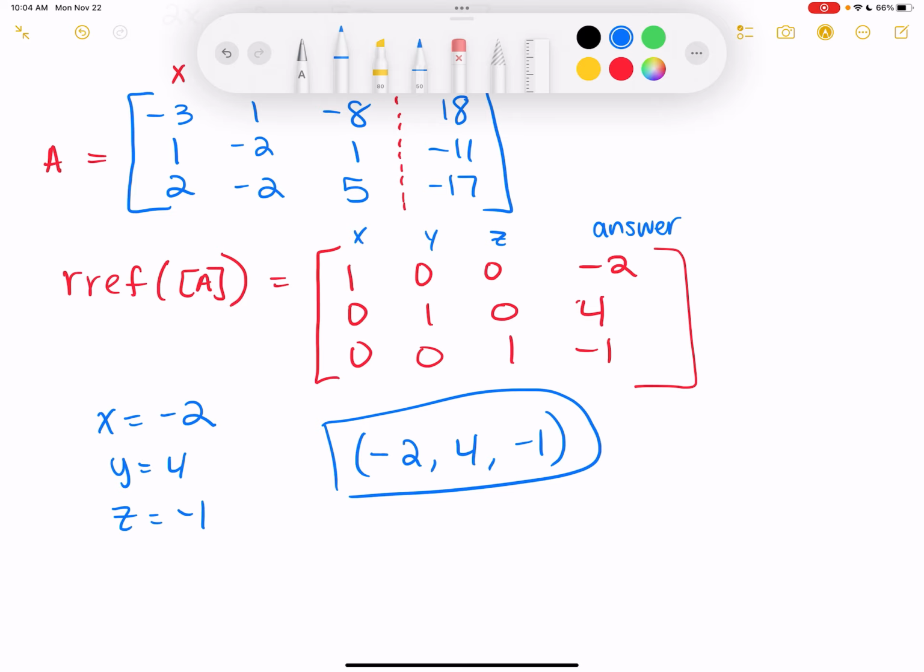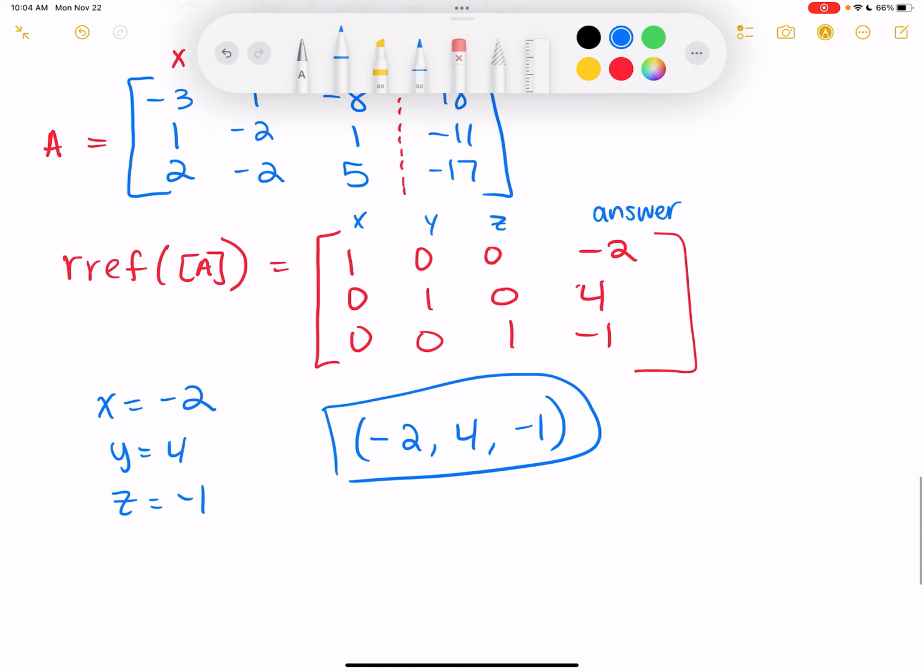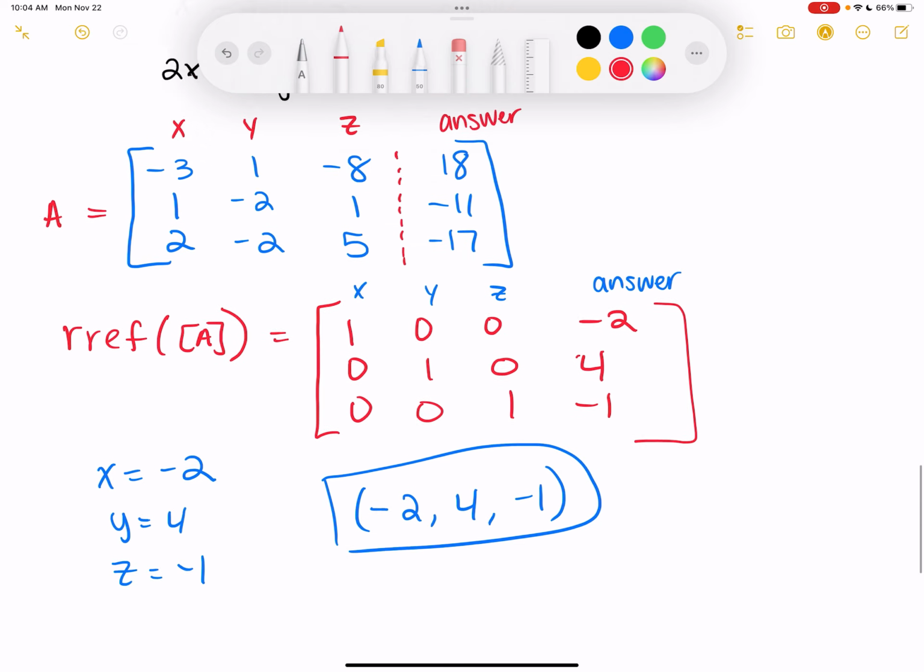Can we do it by hand for extra credit? I'm not doing that by hand. I don't care how much. On the prepare test, maybe. No, I'm not doing that.